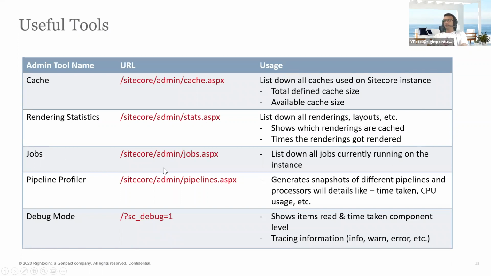Jobs, that is another cool tool. I think everyone knows about that. It is really useful to know which jobs are running, so that we can know what's happening, and we can take actions accordingly. Another cool feature Sitecore has provided is the pipeline profiler. What it does is basically generate a snapshot of different pipelines and their processors, how much time they are taking, how much CPU they are consuming. They can take the snapshot of all those values.